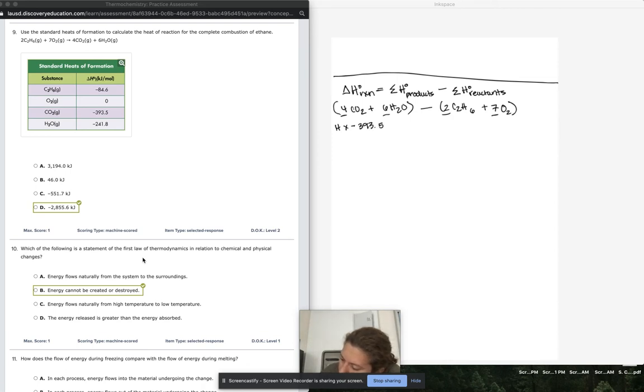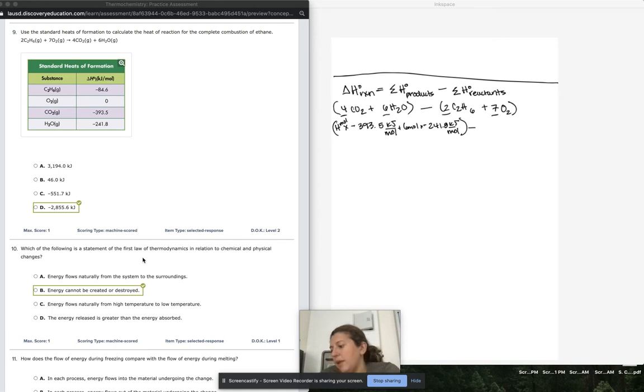And the units are kilojoules per mole. I forgot my moles right here, so I'm going to write that in right there, so I can eventually cancel out those 4 moles. And this is going to be the first part of this equation. Add that to my second product, which is 6 moles of H2O. So I go back and look at the table, and that's going to be a value of negative 241.8 kilojoules per mole.